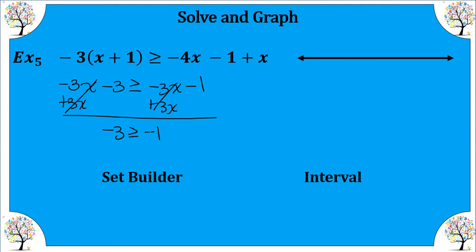-3 is not greater than -1, and -3 is not equal to -1. Therefore, there is no solution. So we're not going to graph this. And for our notation, we're just going to use what's known as the empty set. So it's just our French curly brackets with nothing in it, or we can just use the null symbol. So we have the empty set.